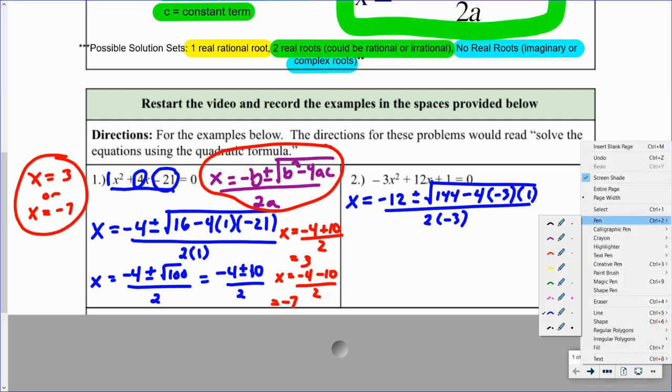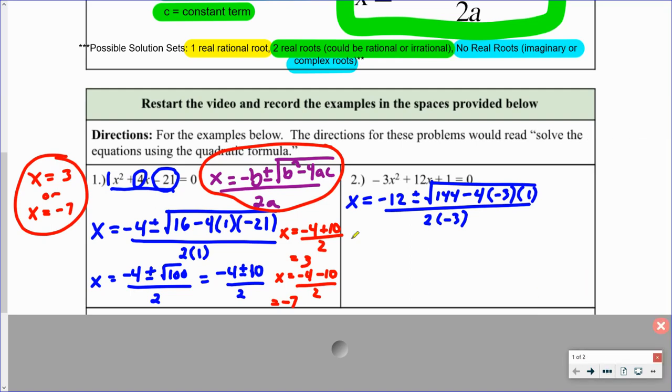All right, so now again, it's just a matter of simplifying things. I'm just going to grab a different color pen so we can see the different steps. So x now is going to equal negative 12 plus or minus. All right, we have to evaluate what's underneath the square root. So it's going to be 144 minus 4 times negative 3 times 1. So that's going to evaluate to 156. You can do that in your calculator if you have to. And that's going to be all over 2 times negative 3, which is negative 6.